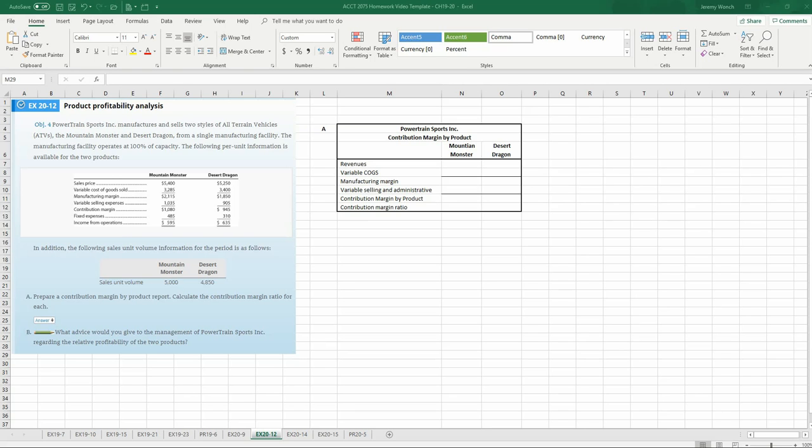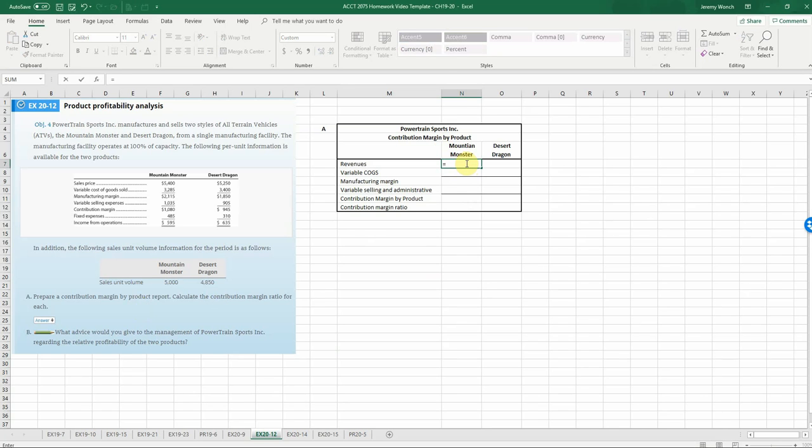price and cost. And so then it also says that we've got sales volume for the Mountain Monster at 5,000 and for the Desert Dragon 4,850. And it wants us to prepare a contribution margin by product report. So, all right, we'll start with our revenues.